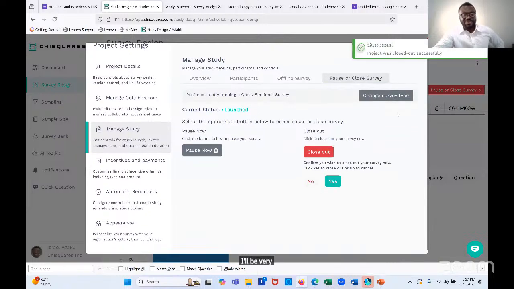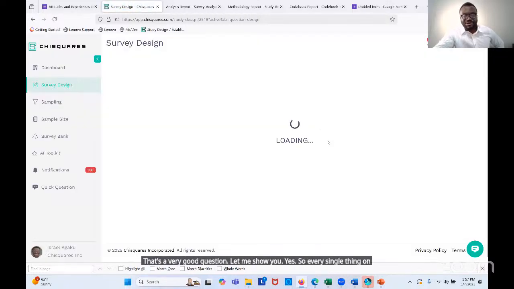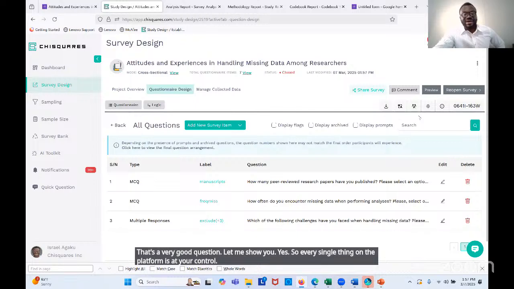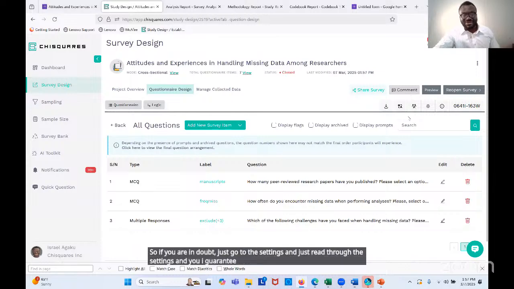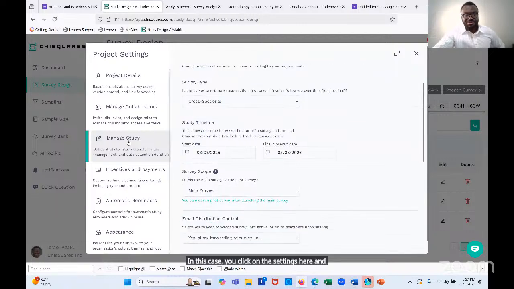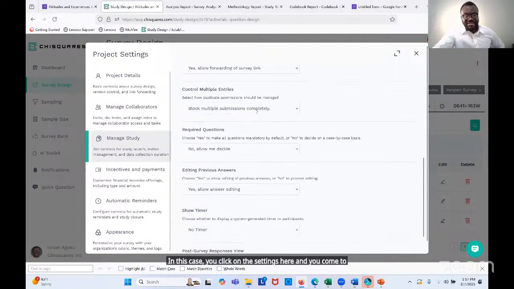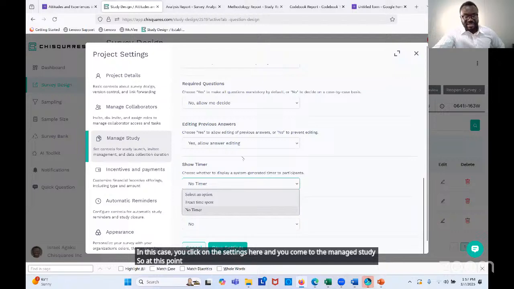That's a very good question. Let me show you. Yes. So every single thing on the platform is at your control. If you are in doubt, just go to the settings and read through the settings, and I guarantee you will stumble on what you're looking for. In this case, you click on the settings here, and you come to the manage study. So at the bottom here, let's look at some of the different options here.